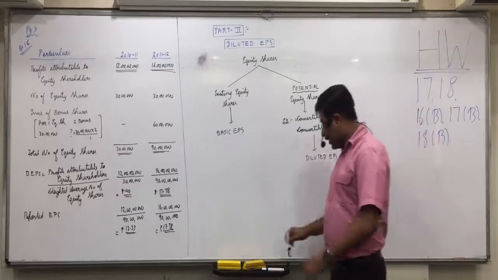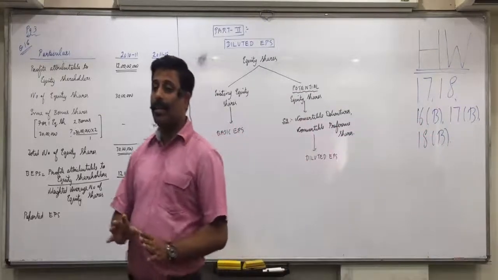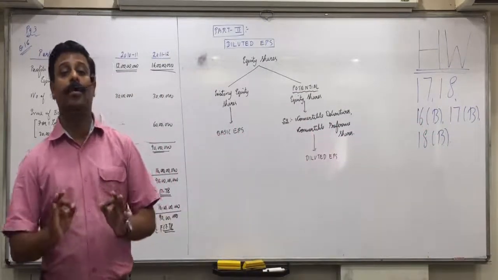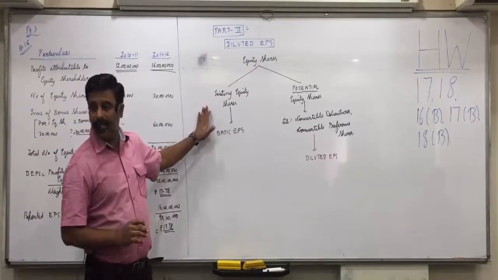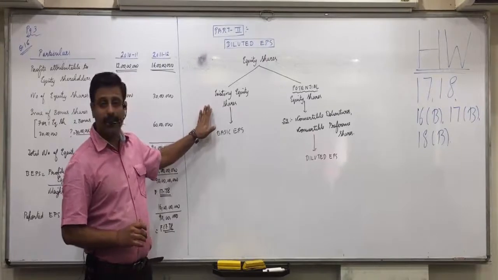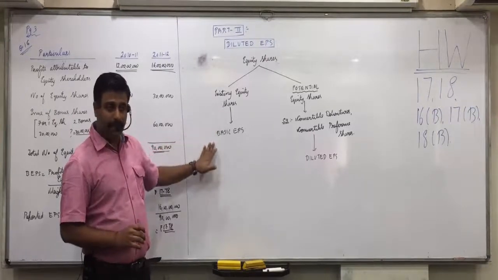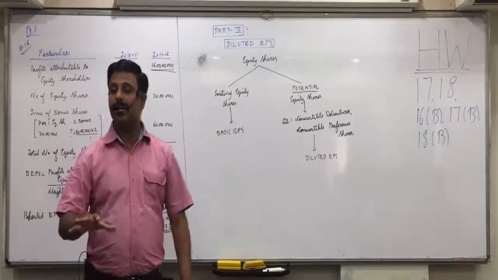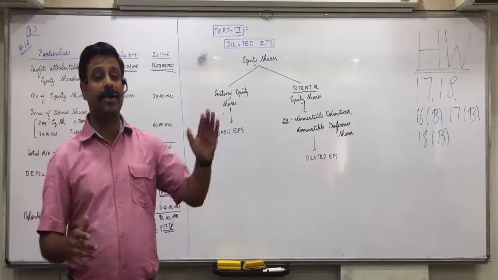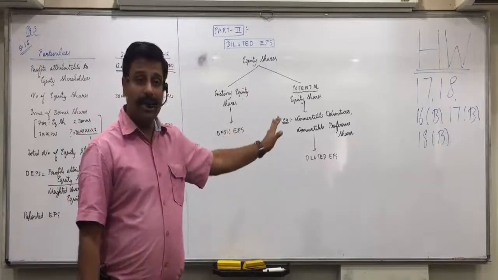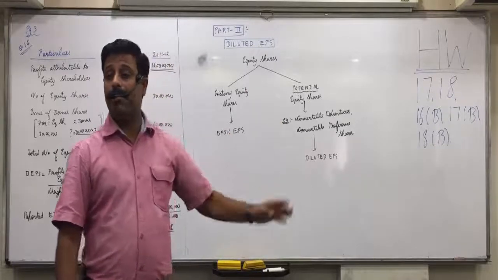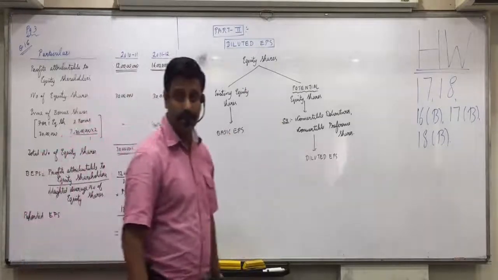Whatever EPS is calculated taking into consideration only existing equity shares is called basic EPS, and whatever EPS is calculated taking into consideration existing shares as well as potential equity shares is called diluted EPS. Now why is the word diluted used?